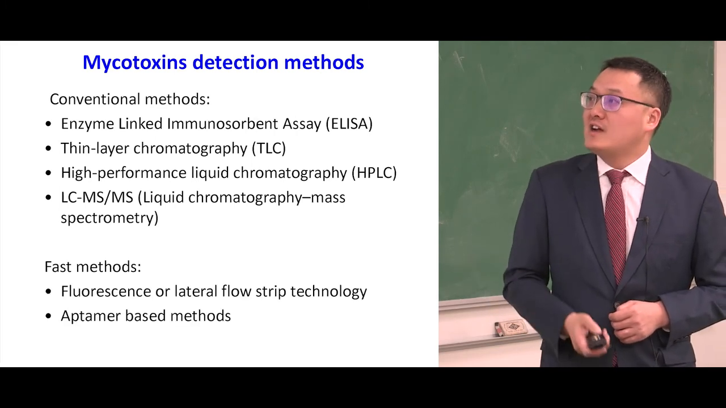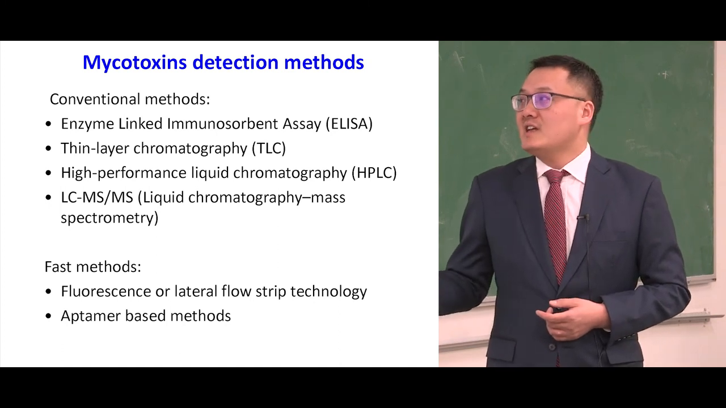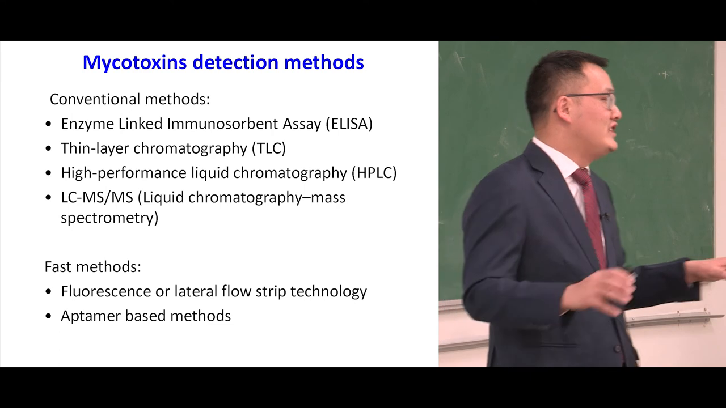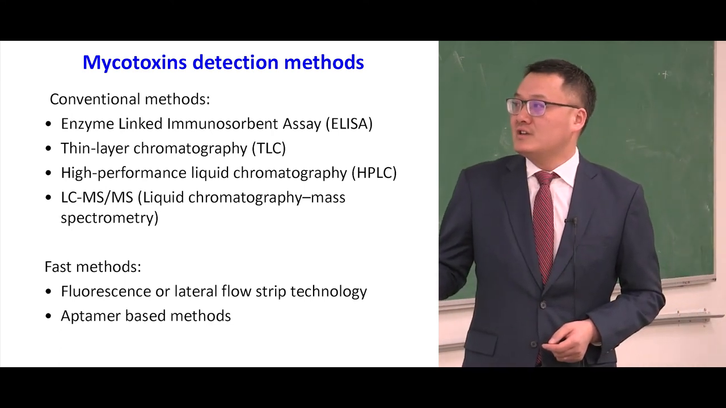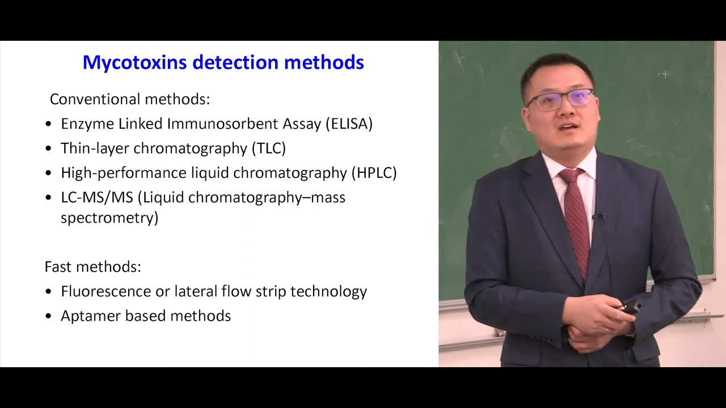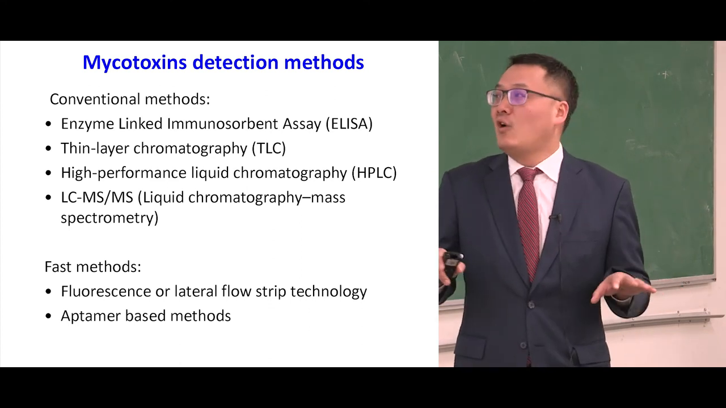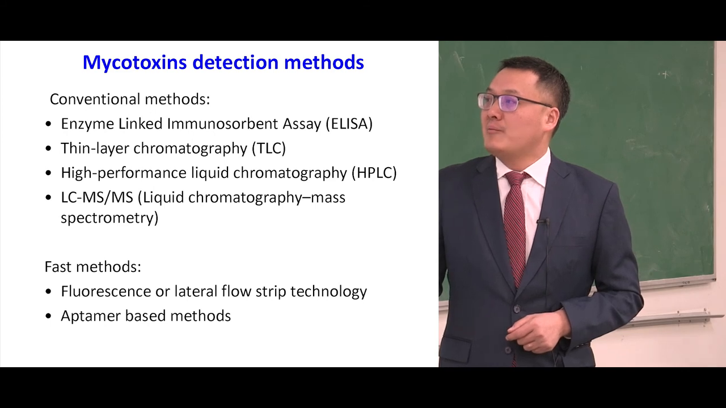There are also fast methods, like lateral flow strip technology. This actually is quite popular in the feed industry. It's quite a standard setup for feed mills. They use this lateral flow strip technology to detect mycotoxin on site at the feed mill. Another method is the aptamer-based method.